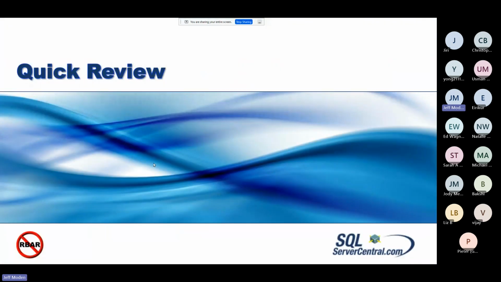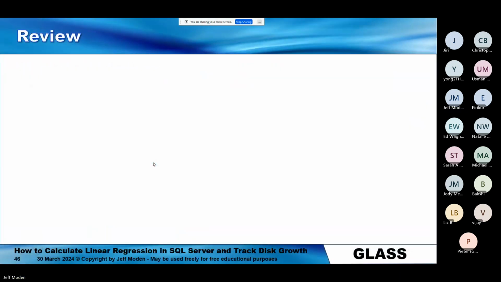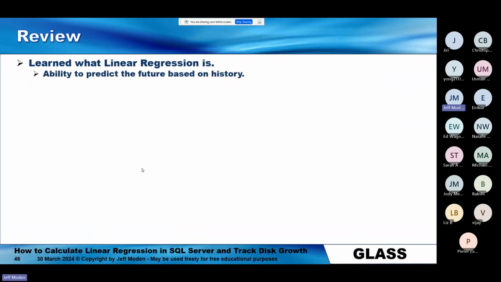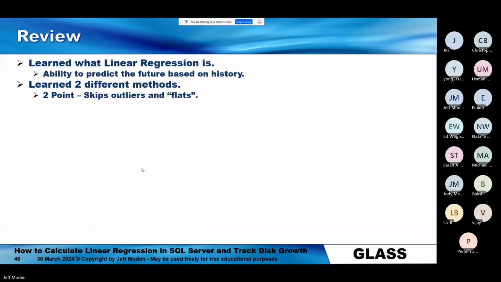All righty. So just a quick review. We learned what linear regression is. Some of us probably knew what it was, and at the very least, we gave some people some nightmares from high school algebra. It allows us to predict the future based on history. We learned two different methods. We learned the 2-point method, which skips outliers and flats, and we saw Anscombe's quartet, where we saw that you can get similar line values for totally different lines. So you do need to be careful on what you use it on.